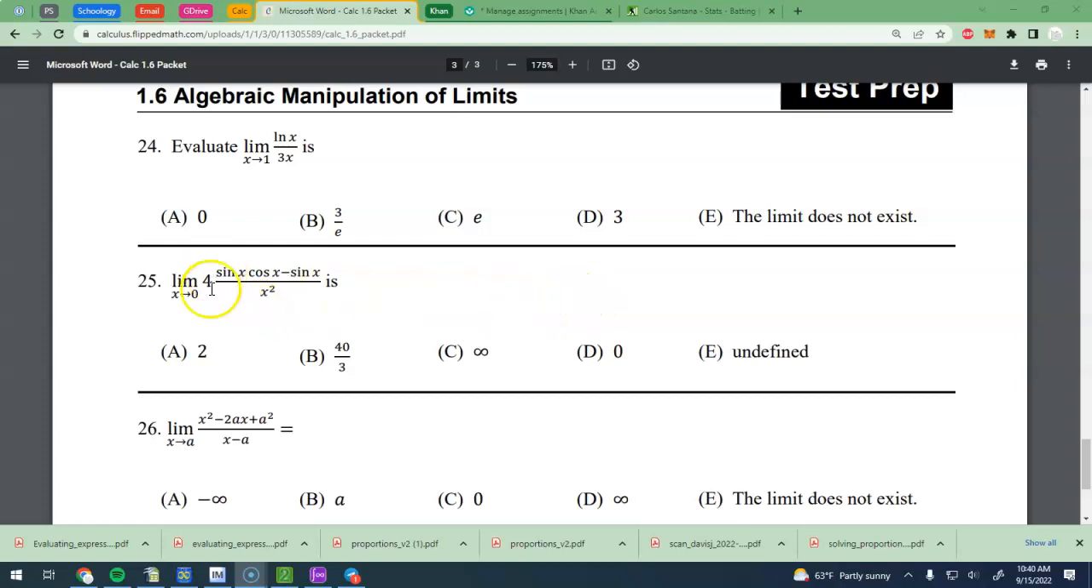See the 4 in front? I actually don't know if it's going to matter. Is the answer 0? So the 4 doesn't matter, but I could very easily see not seeing that 4.